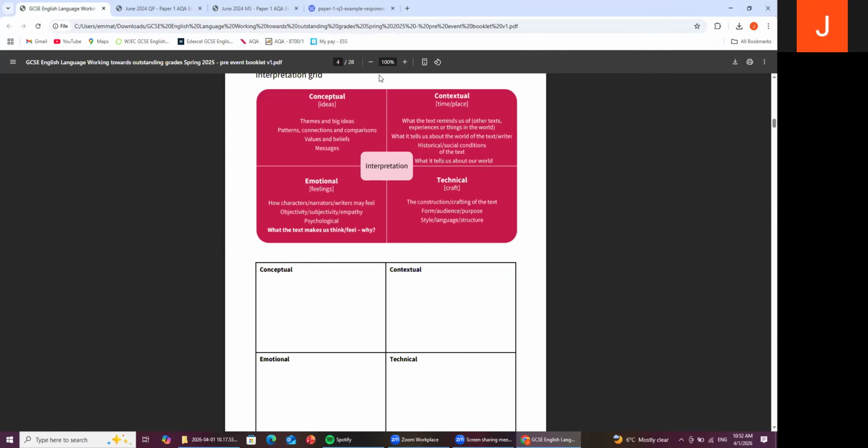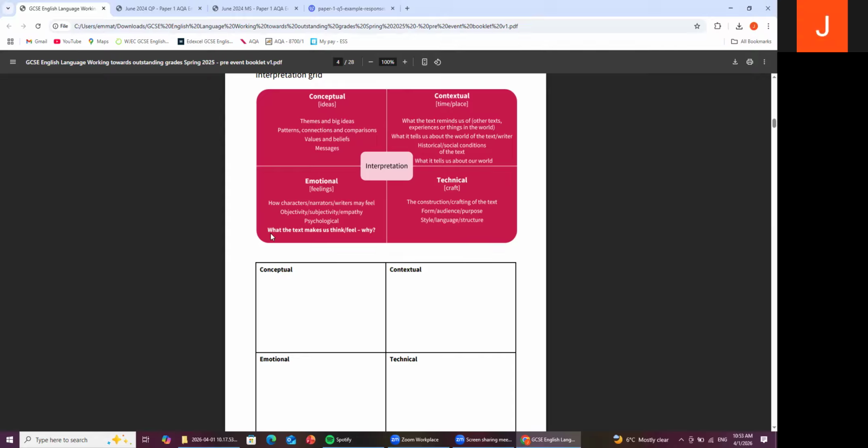And if you can achieve that, I always say to my students, always think about the characters as if they were real. Imagine you're inside the story and you're experiencing everything with them. How would you think and feel, and how would you respond to treatment and behavior such as this? But again, always coming back to this interpretation grid here, think about the emotional, conceptual, contextual and technical.